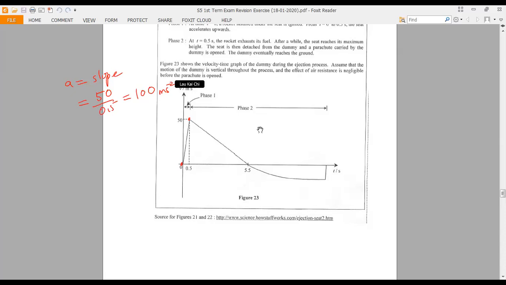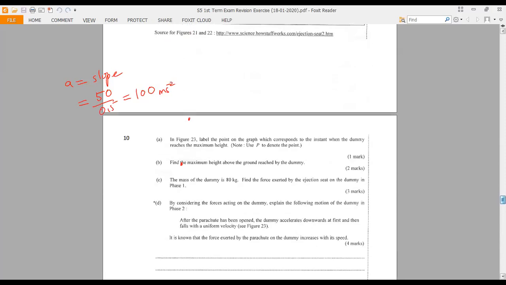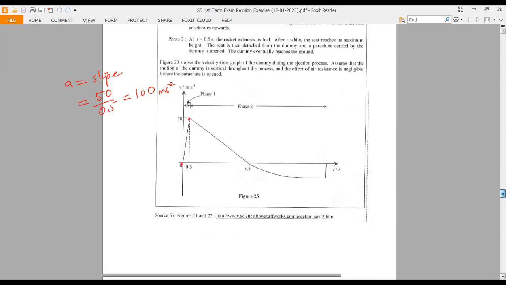But the question was asking, what is the upward force, the force pushing the guy upward? Let me go back to this. We're looking for the force exerted by the ejection seats, okay? Now, in order to find that, we have to draw the free body diagram. There are two forces acting on the dummy. The first force is the force from the ejection seats. I call it normal force. And the second force is the weight.